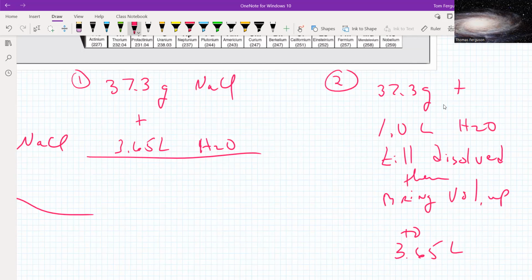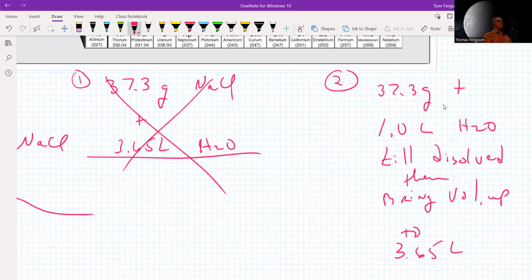Going to go up. It's no longer going to be 365. So that is not the correct way to make up a solution. The correct way to make a solution is you get the grams of solute totally dissolved first. Then you bring the volume up to whatever you need it to be.